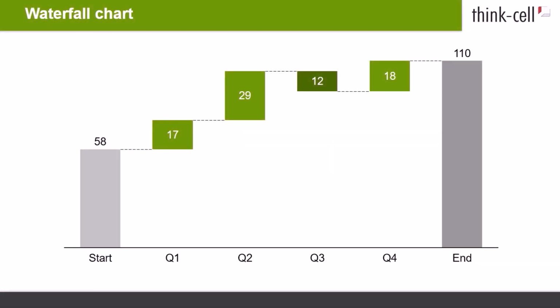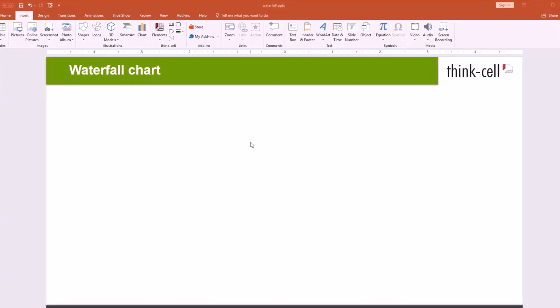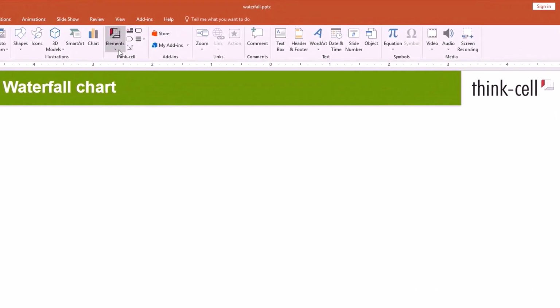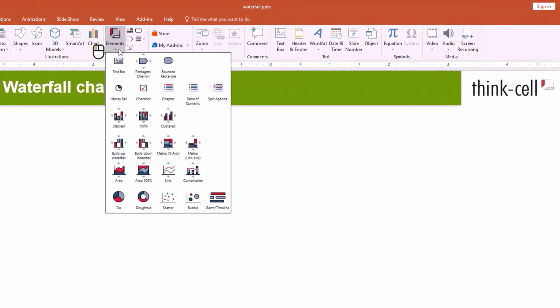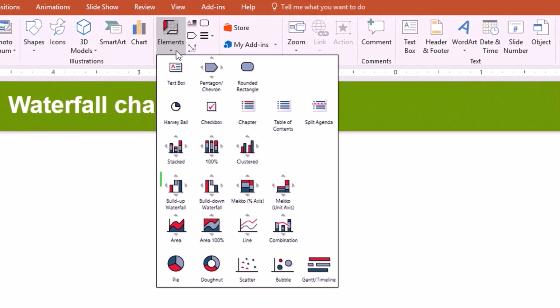A waterfall chart visualizes how a starting value is increased or decreased by intermediate positive or negative values to result in a final value. To insert a waterfall chart, go to the think-cell group in the PowerPoint ribbon, open the Elements menu, and click on either Build Up Waterfall or Build Down Waterfall.